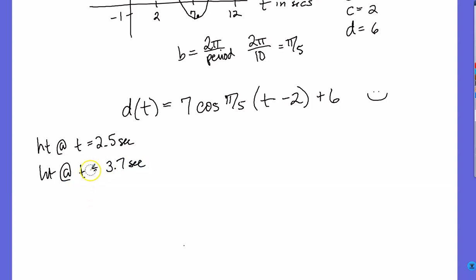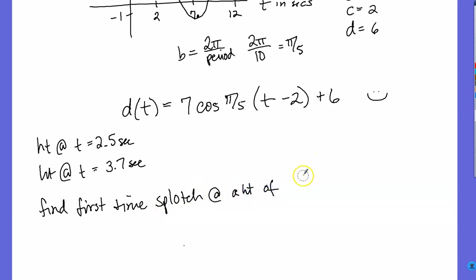And then we're even going to take this a little step further, and we're going to say something like, find the first time that little splotch is at a height of maybe 11 feet. So that's going to be my last question. So these are kind of the different things. So here we go. We got the equation.